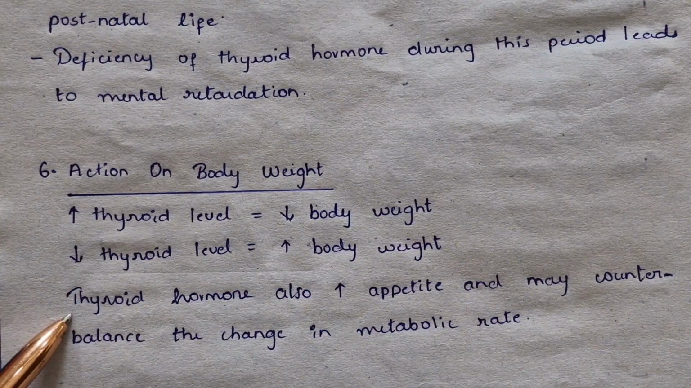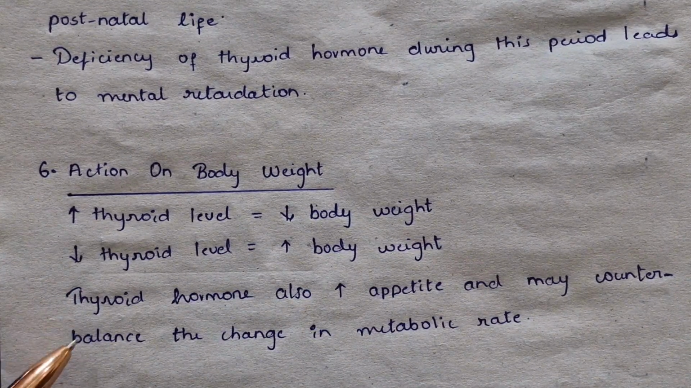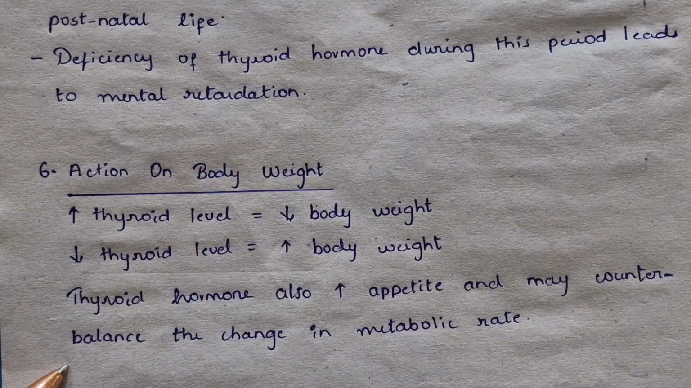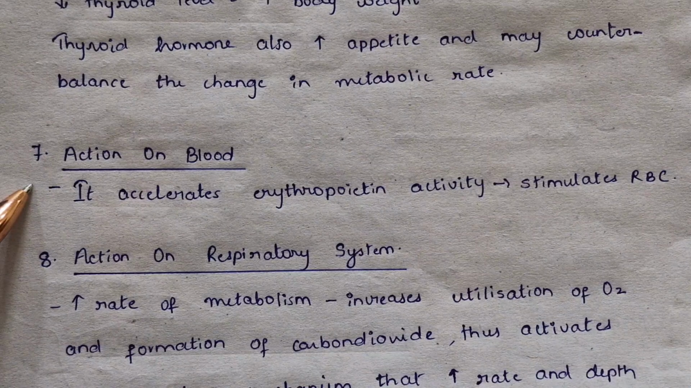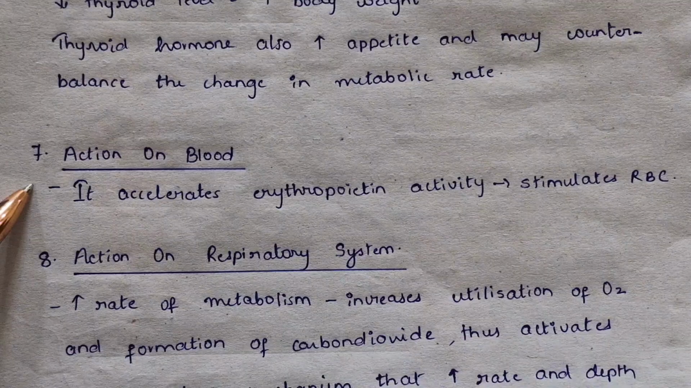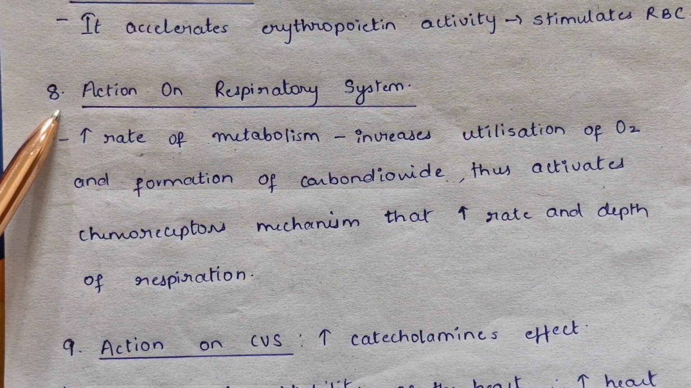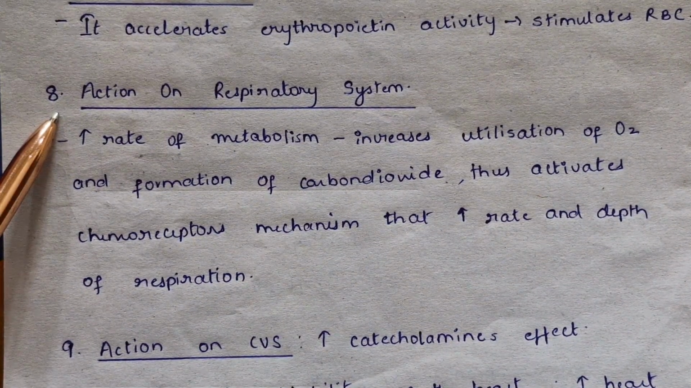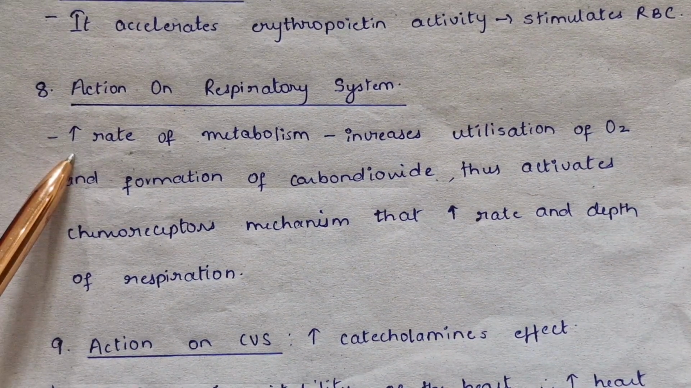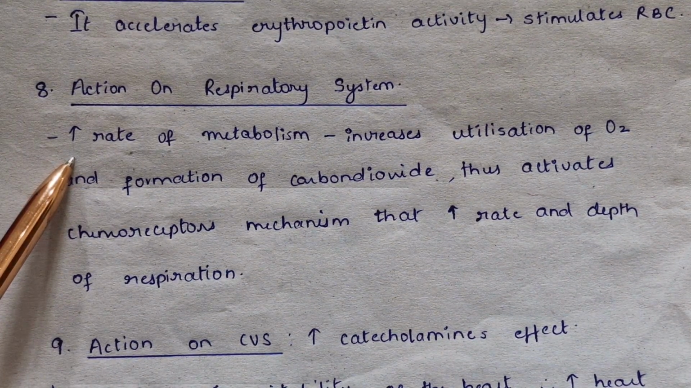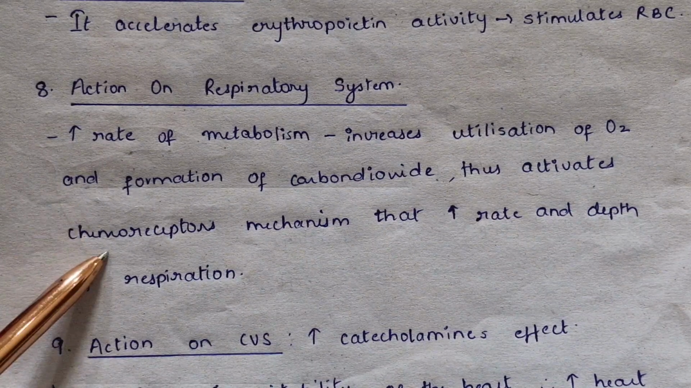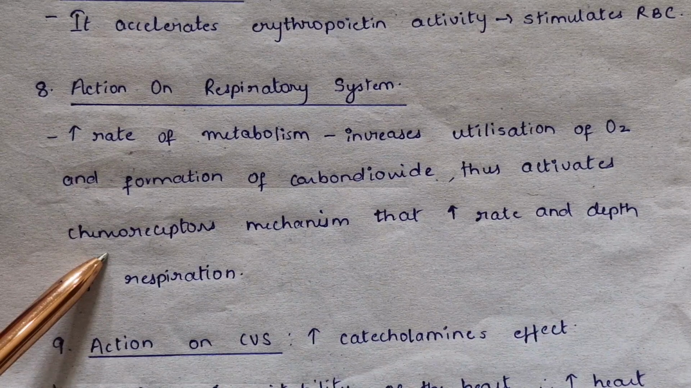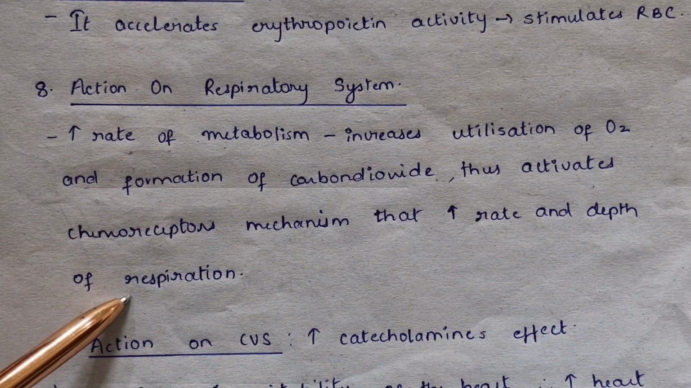The thyroid hormone also increases appetite and may counterbalance the change in the metabolic rate. The seventh function is action on blood. It accelerates erythropoietin activity and stimulates the RBCs, that is the red blood cells. The eighth function is action on the respiratory system. Increased rate of metabolism increases the utilization of oxygen and the formation of carbon dioxide, thus activates the chemoreceptor mechanism that increases the rate and the depth of respiration.